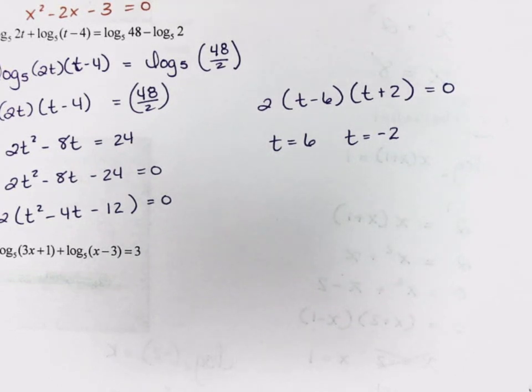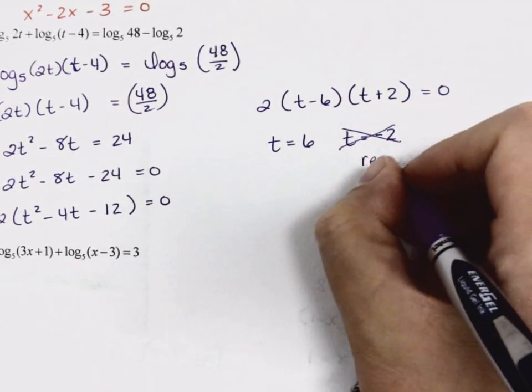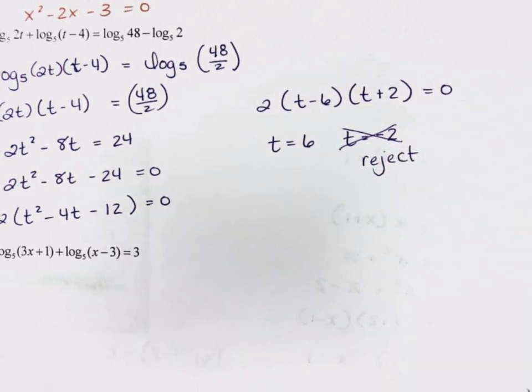So now I'm going to check these in here. 6 obviously works. 6 is good. -2 is not good. Okay, I'm going to let you guys do that last one. Because we're not done yet. It gets a little bit more fun from here.